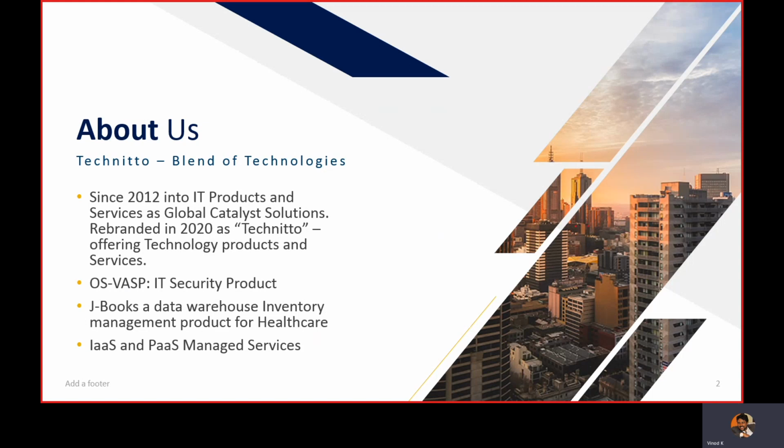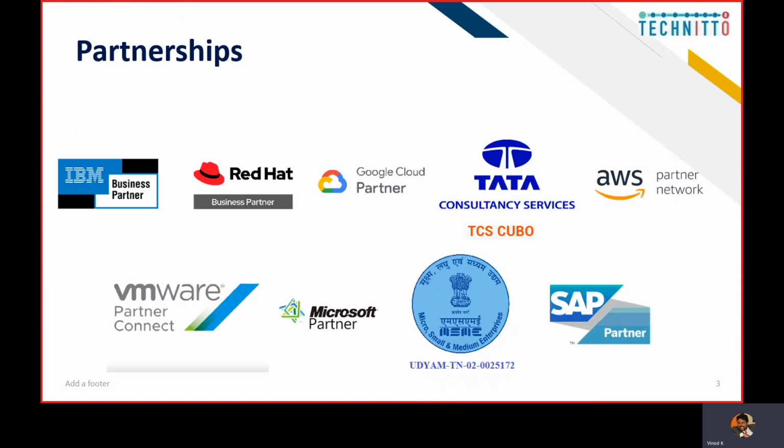Let me just start with what is OS VASP. Before getting into OS VASP, I would like to show you our capabilities. Technito is partnered with major vendors, especially IBM, Red Hat, Google, AWS, VMware, SAP, SUSE, and Microsoft. We also have a strategic partnership with Tata Consultancy, and we have listed our product with TCS as well.